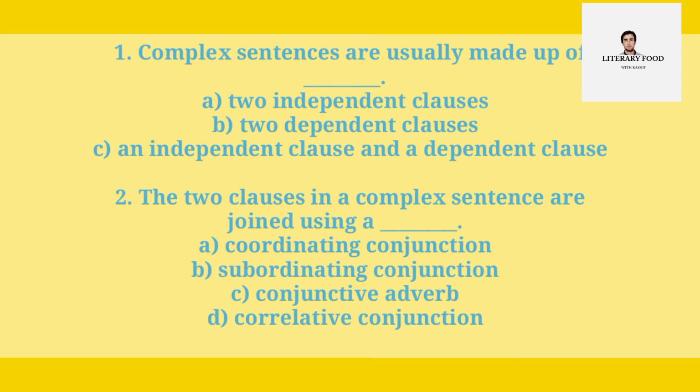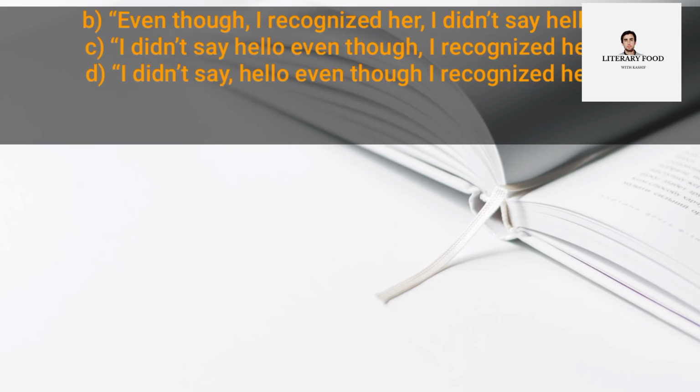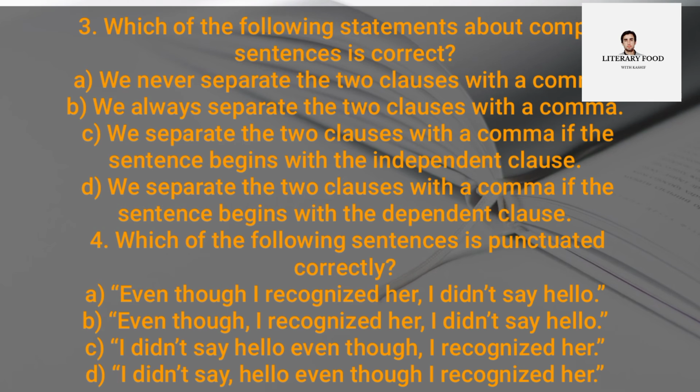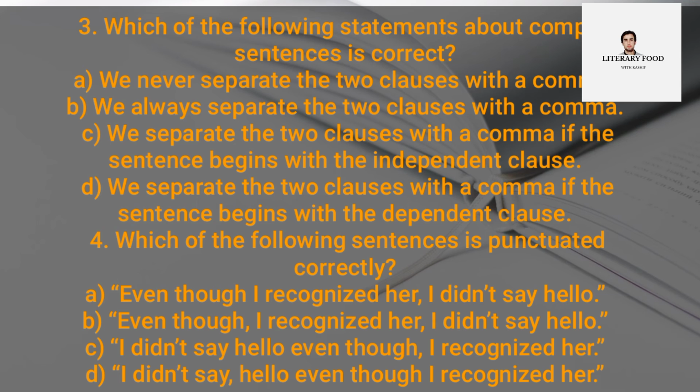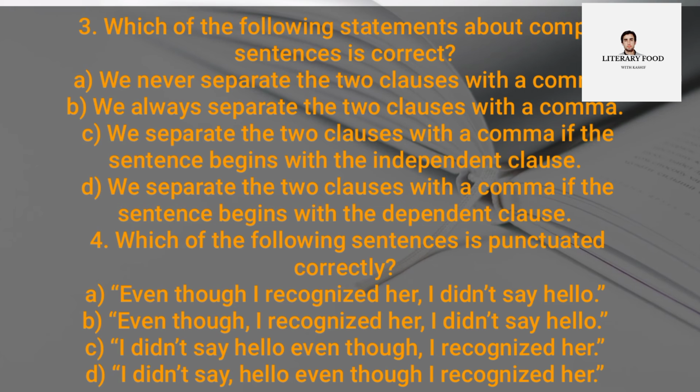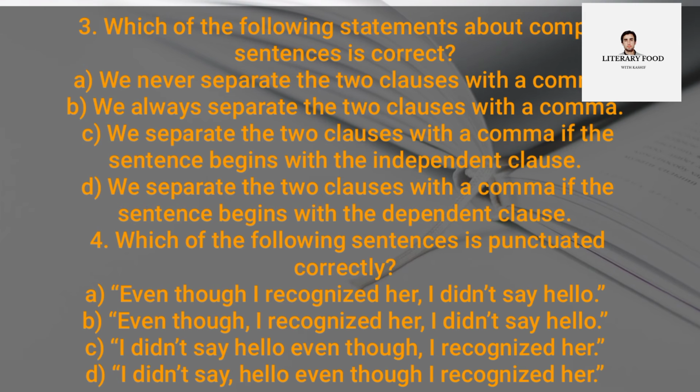So complex sentences are usually made up of the two clauses in a complex sentence are joined using a. Which of the following statements above about complex sentence is correct? Which of the following sentences is punctuated correctly? Which of the following sentences is punctuated correctly?